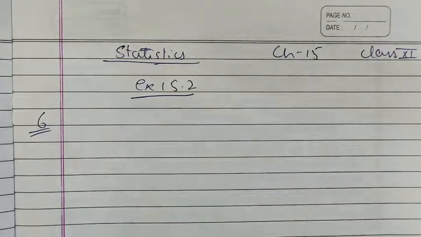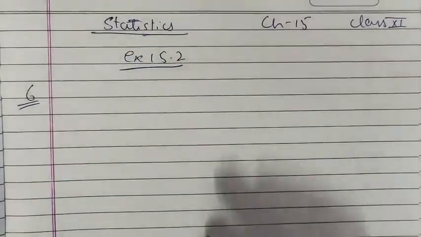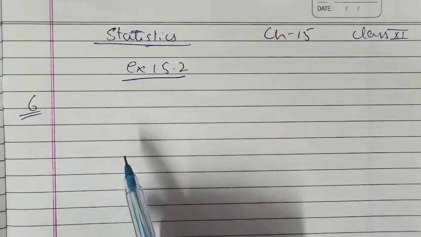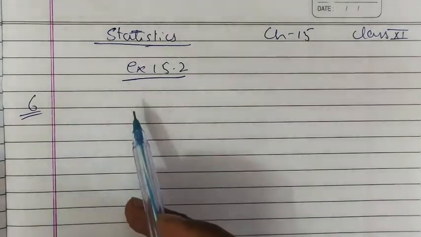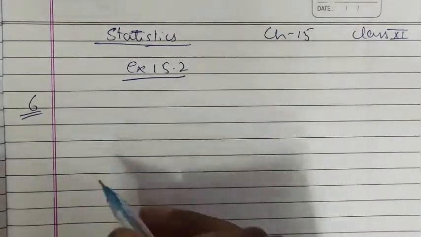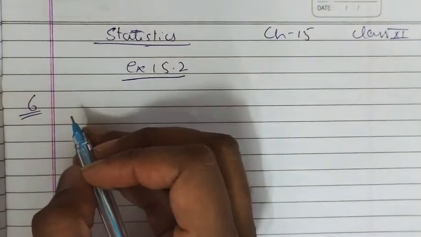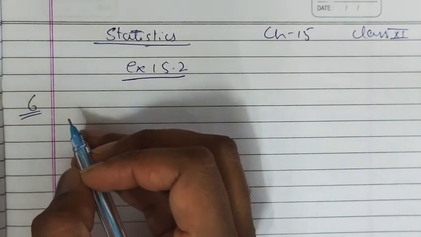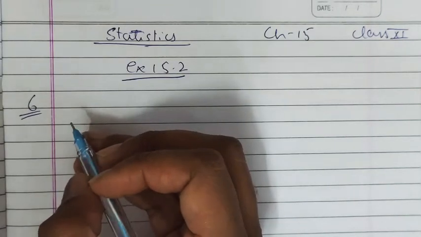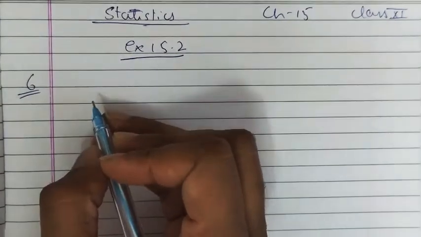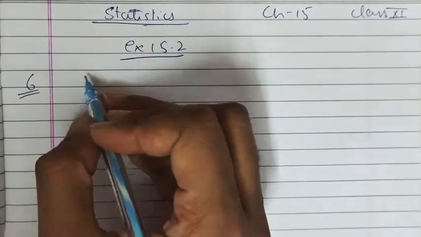So statistics, next chapter, next exercise. Next question is sixth question; till fifth question we have discussed in the previous video. 15.2 we are doing. So we have to find out mean and standard deviation using shortcut method. So shortcut method we have to use and we have to find out mean and standard deviation.